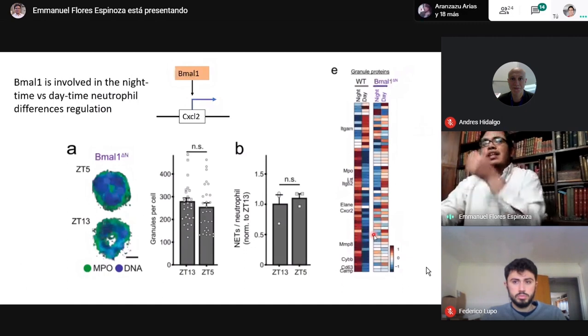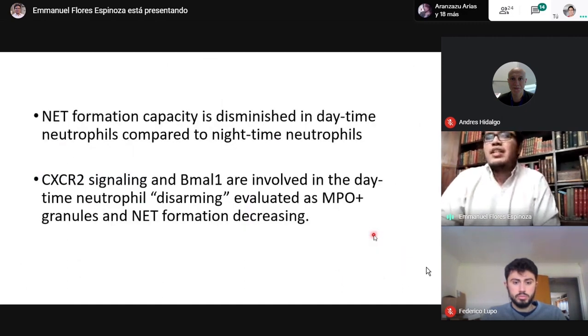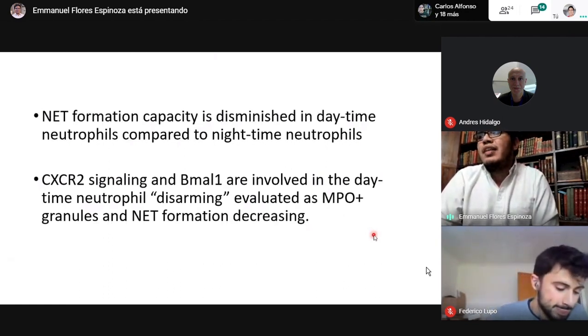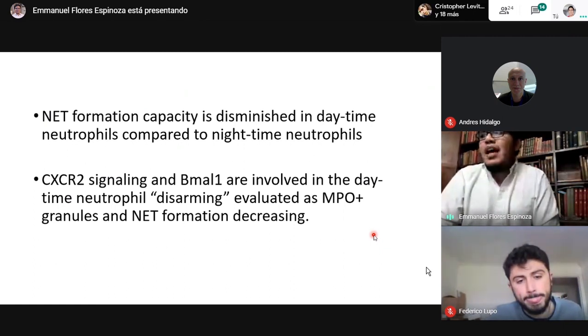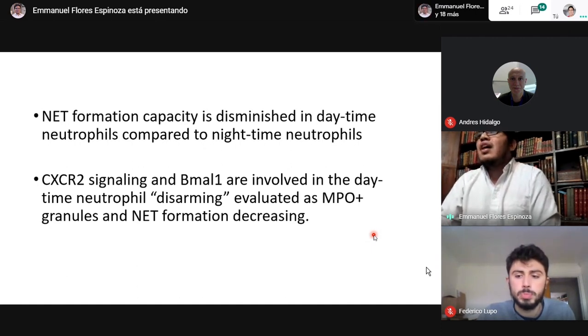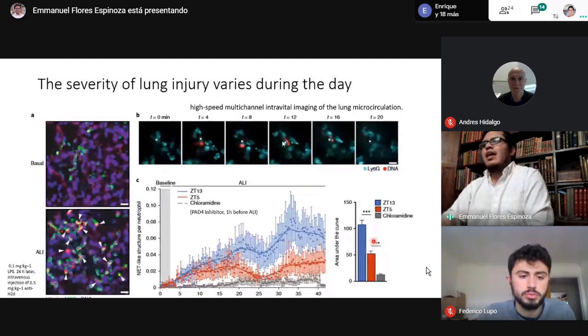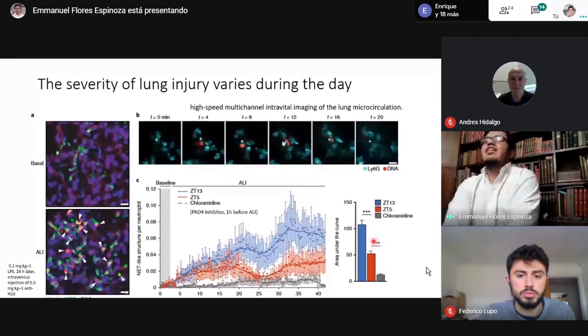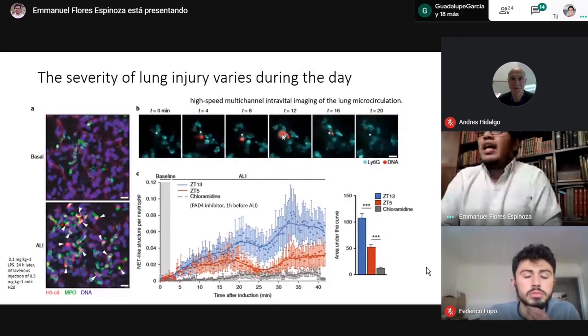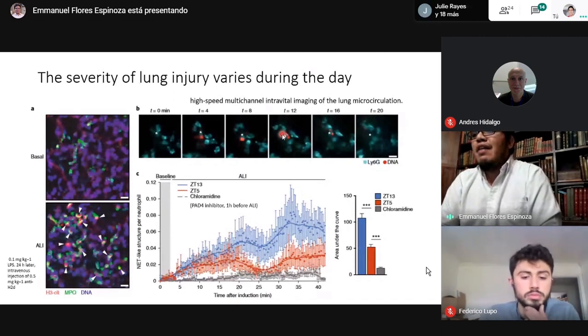So NET formation capacity is diminished in the daytime neutrophil when you compare this with nighttime neutrophils, and CXCR2 signaling and Bmal1 are involved in the daytime neutrophil disarming, evaluated as granules and NET forming capacity. Both of them are decreased in the daytime neutrophils. So then they evaluate the role of the neutrophil differences across the day in the injury that neutrophils can cause in the different tissues. Sorry.